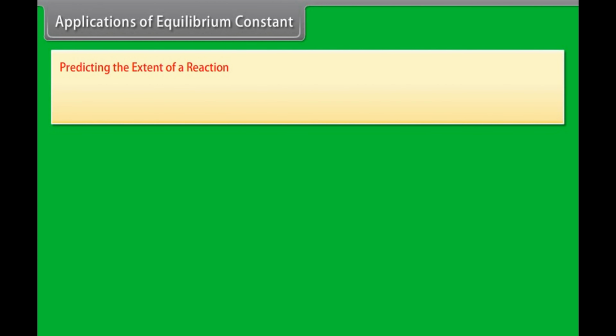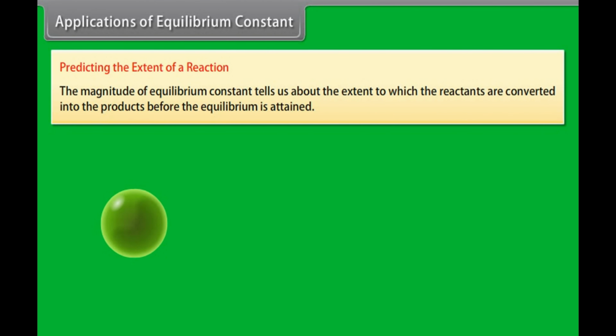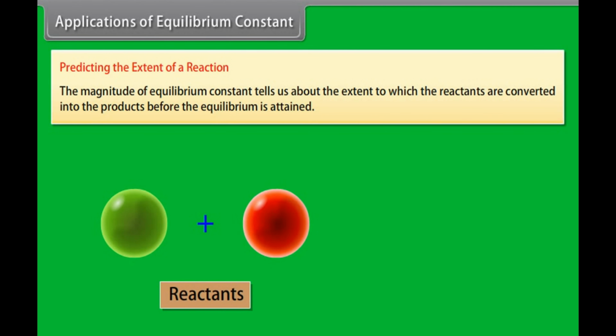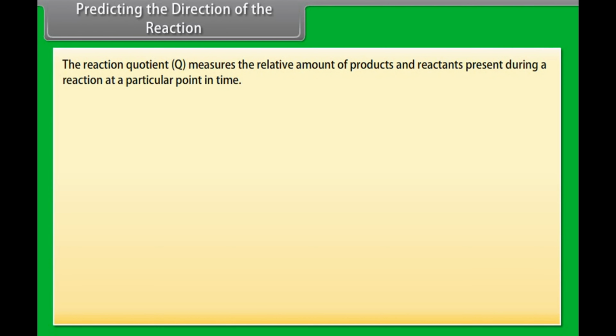If equilibrium constant is expressed in terms of concentration, it has different units for different reactions. Predicting the extent of a reaction. The magnitude of equilibrium constant tells us about the extent to which the reactants are converted into the products before the equilibrium is attained. Predicting the direction of the reaction. The reaction quotient Q measures the relative amount of products and reactants present during a reaction at a particular point in time. It is denoted by Qc with molar concentration and Qp with partial pressures.